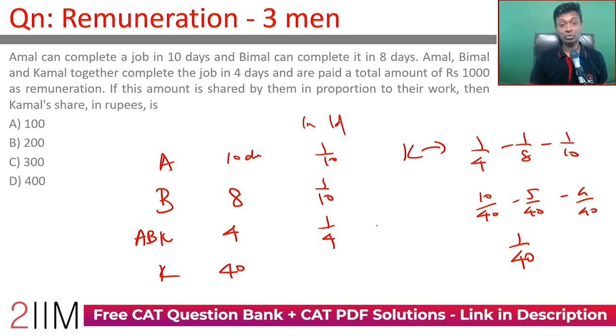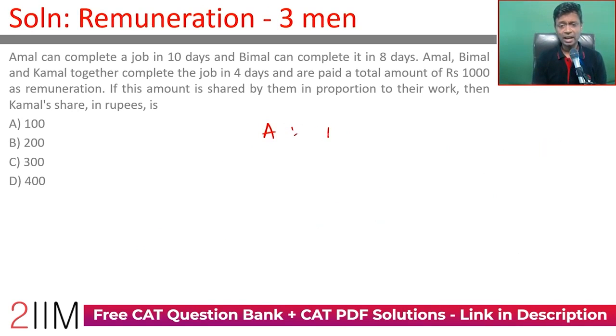They are paid a total of ₹1,000 as remuneration. The amount is shared in proportion to their work. If they are shared in proportion to their work, A is to B is to K, it should be shared in the ratio 1/10 is to 1/8 is to 1/40. I'm going to multiply by 40, ratio 4 is to 5 is to 1.